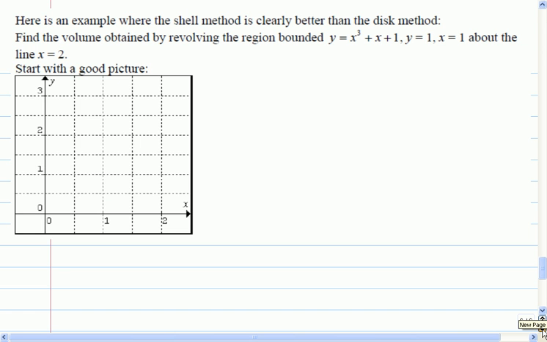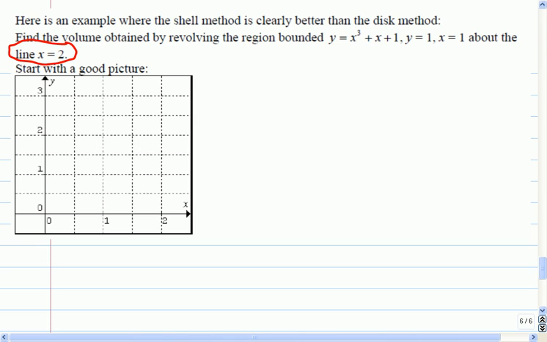Okay, so this one, clearly, I'll tell you ahead of time, the shell method is better than the disk method. So see if you can figure out how to do this using your shell method. Okay, so this one's a little trickier. If you've been looking at your picture, you're going to notice that since we're rotating it around the line x equals 2, it changes the problem a little. But hopefully we can still work together on this one.